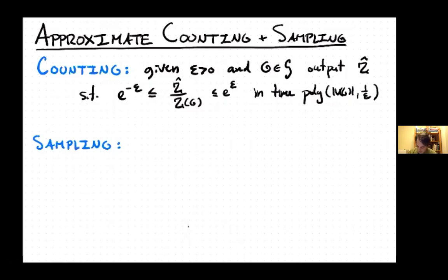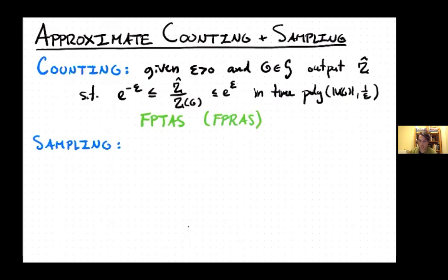Okay, so the existence of such an algorithm is usually called a fully polynomial time approximation scheme, or FPTAS. And if you use randomness in your algorithm, then the T becomes an R: fully polynomial time randomized approximation scheme. Okay, that's the counting problem.